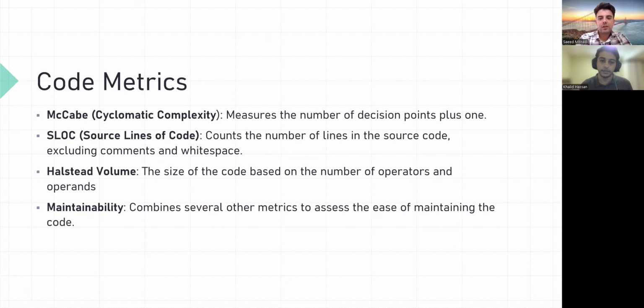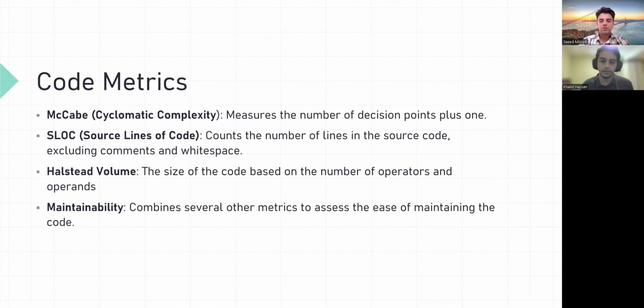After we collected our smart contracts to conduct this work, we finally decided to go about some code metrics that are heavily and popularly used in the scholarly articles in terms of software quality analysis. Of all those metrics, there are four that are really popular. The first one is McCabe, or cyclomatic complexity, which measures the number of decision points that you have in a code snippet plus one.